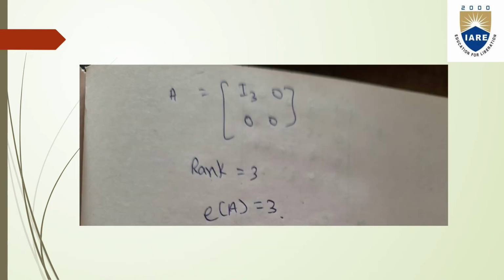So it can be written in the form of I3 0 0 0. So here the rank of the matrix is nothing but the order of the identity matrix. So the order of the identity matrix is 3, that is I3. So it is 3. Therefore the rank of the matrix will also be 3.